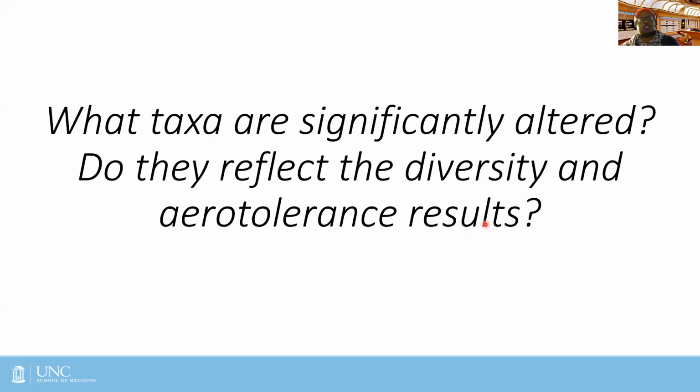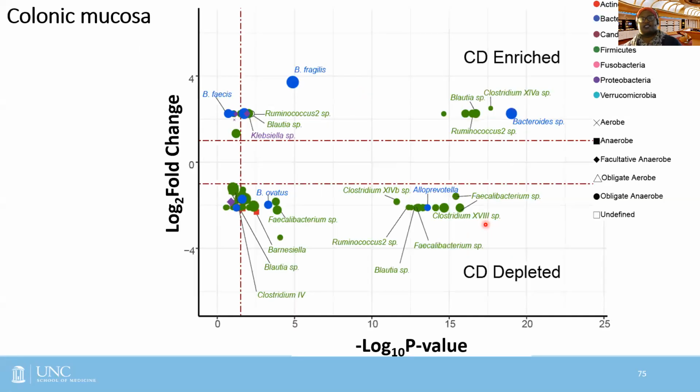So our next question was, what taxa are significantly altered in the intestinal mucosa in the presence of Crohn's disease, as well as in non-IBD, and do they reflect the diversity and aerotolerance results that we're seeing? Okay, so this figure is very intense. I'm going to slowly walk you through it.